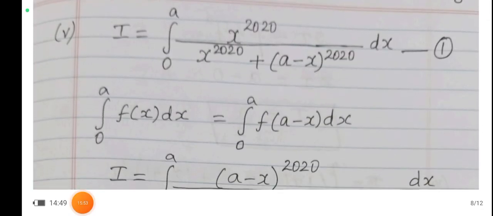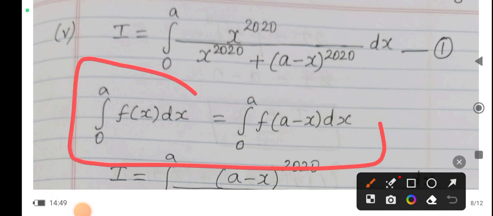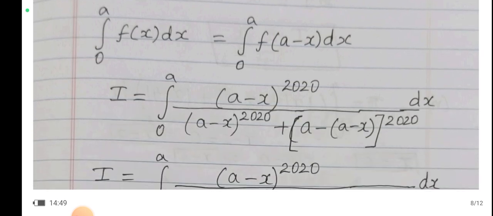Then the fifth one, again easy. Integral 0 to a of f of x dx, and integral 0 to a of f of a minus x dx. This comes from the property you are going to apply. Make sure the question you take is always the first equation, like in the previous sum. Here also, take this as the first equation.